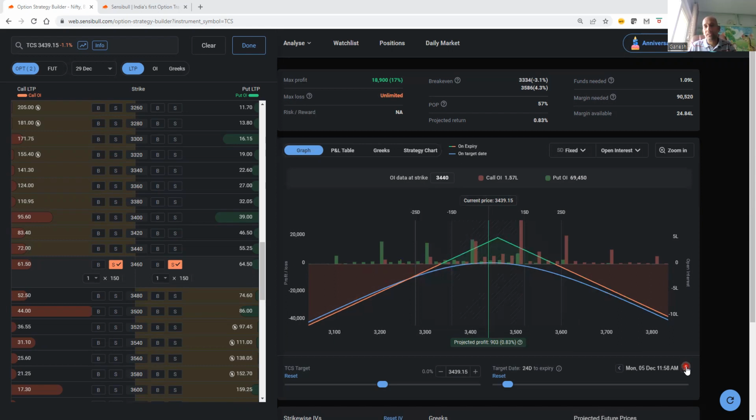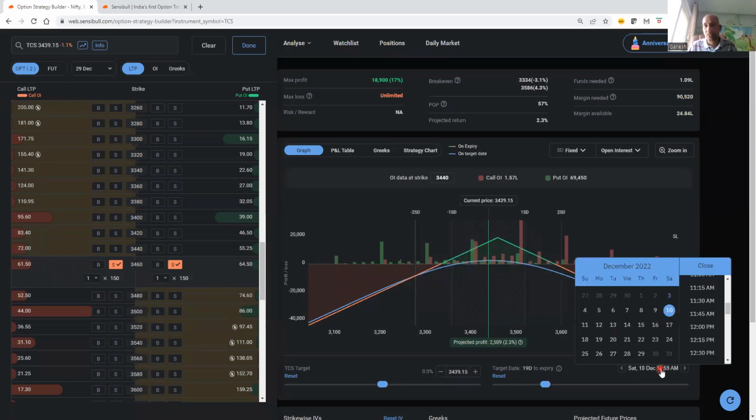So again, the stock stays here on Tuesday. It keeps going up, right? So the projected return would be 1.2%. On Wednesday, it would be 1,660. Thursday, you keep watching that projected return. So on Friday, I'll make it expiry date. Let's go to an expiry day. It stays there. And what is the projected return?